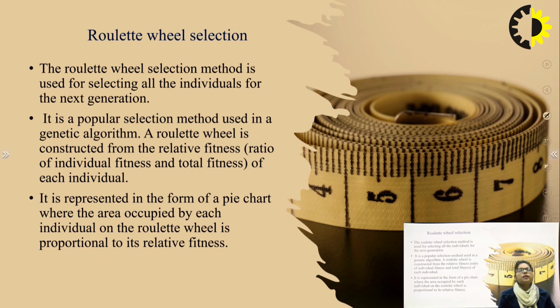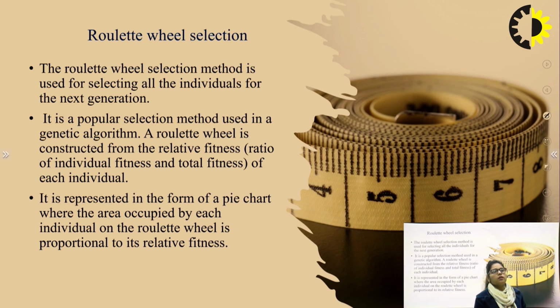The roulette wheel selection method is used for selecting all the individuals for the next generation. It is a popular selection method used in genetic algorithms. A roulette wheel is constructed from the relative fitness ratio of individuals. Now, what is relative fitness? Basically, relative fitness is the ratio of an individual's fitness to the total fitness of every individual.